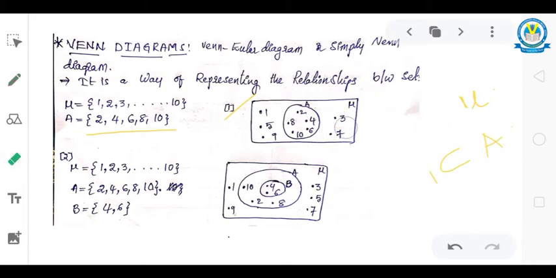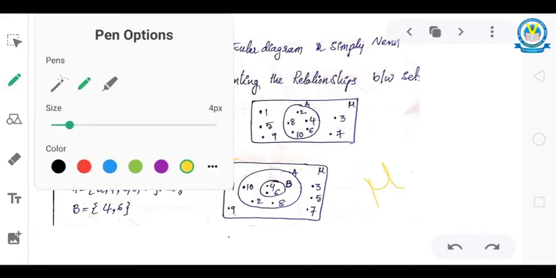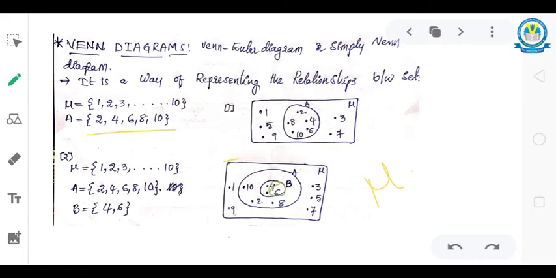Now moving to the next one. Here the universal set mu has the elements 1, 2, 3 and so on up to 10. Observe the diagram. Here are two sets, one is A and another one is B. Set A consists of the elements 2, 4, 6, 8, 10, and B has two elements, that is 4, 6. Here observe all the elements of the B set. All the elements of the B set are present in A.